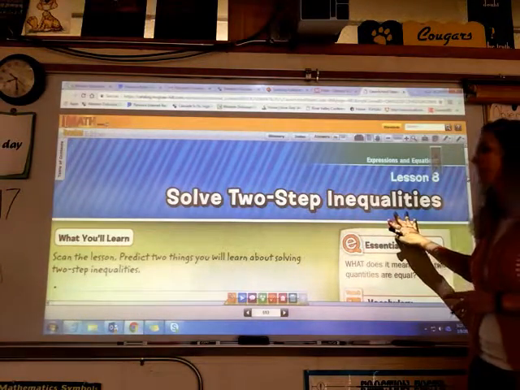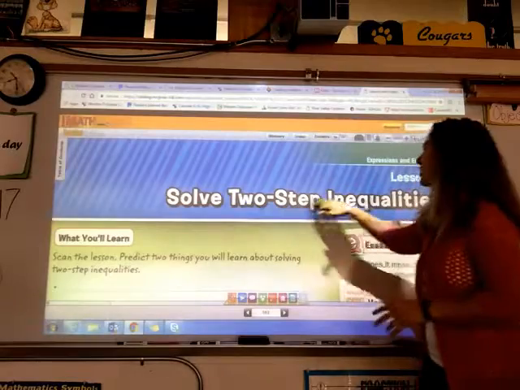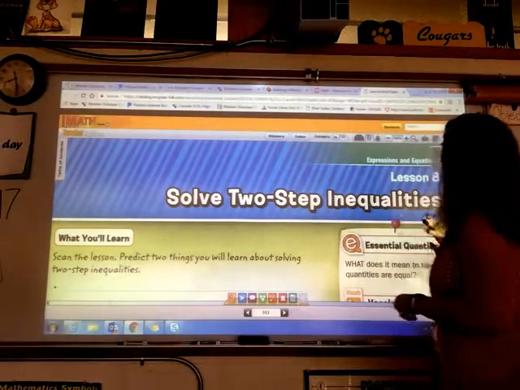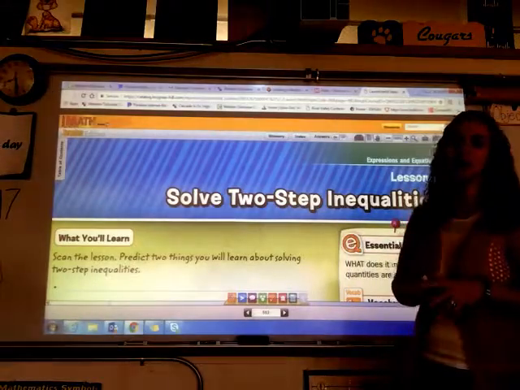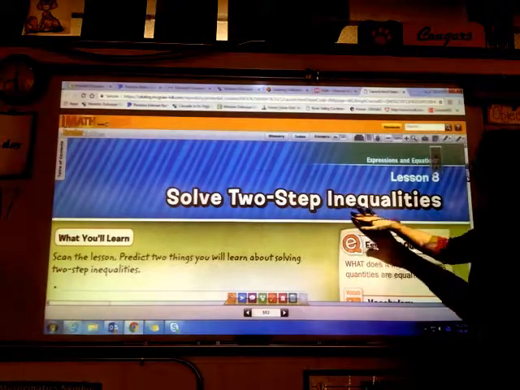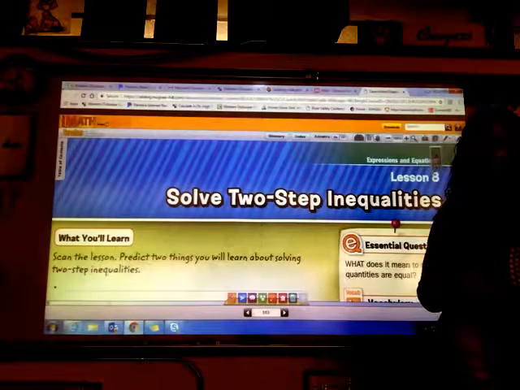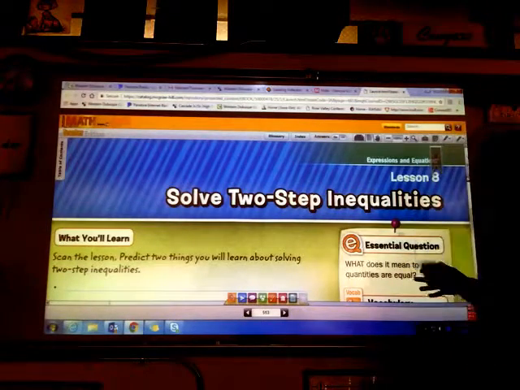In a previous lesson, you guys had worked on solving two-step equations. So that's going to be very similar to this, except we're working with inequalities. The other thing we have to remember is with inequalities, if we're multiplying or dividing by a negative number, we have to make sure that we reverse that symbol. Okay, so let's take a look here.